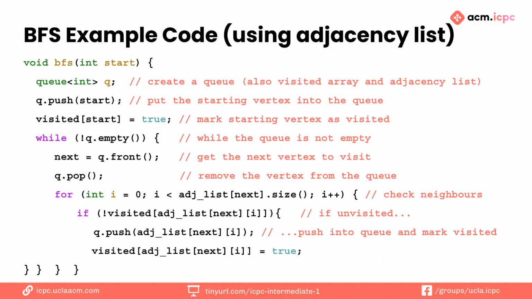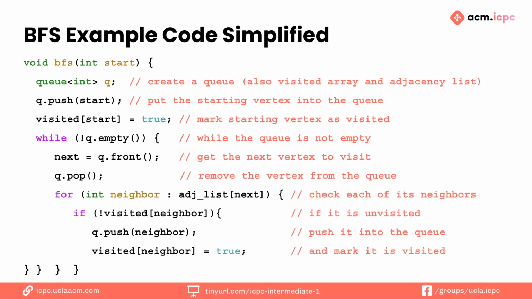And so a better way to do this, if you haven't seen it before, is in C++ and a lot of other languages, there's this colon notation, which is used to just iterate through automatically all of the elements in a vector. And so if you just say int neighbor colon adjacency list next, that basically is saying in the adjacency list for the next vertex, which we're going to check, that is to say for all of next's neighbors, we can do something with each of those neighbors.